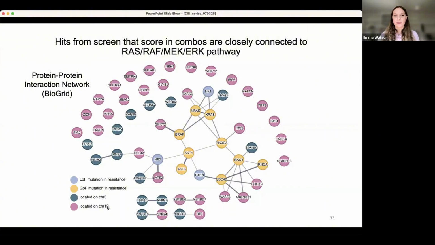So let me just highlight those 3 prominent pairs that we found. One is the SPRY2 LATS2 combination, both of those are on chromosome 13. We have an NF1 LATS2 combination that's across the 2 chromosomes. And then an NF1 PDCD10 combination, those are both on chromosome 3. And here's all the other genes that scored weakly in combination with those stronger hits. And so you can see these are the genes that are most connected to the pathway, sort of reassuringly.